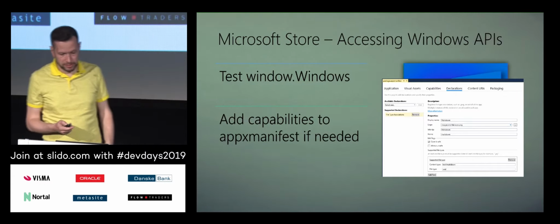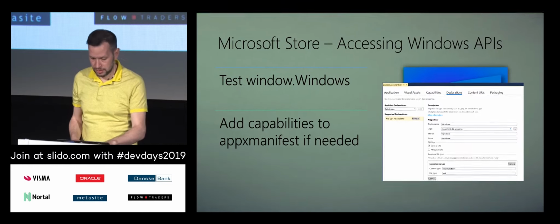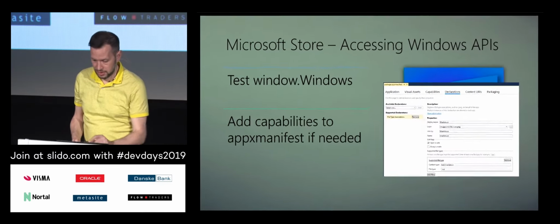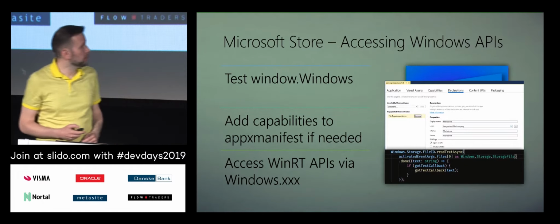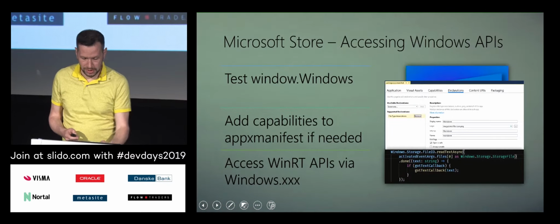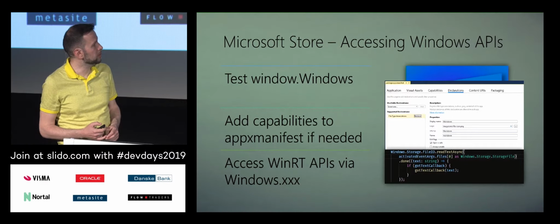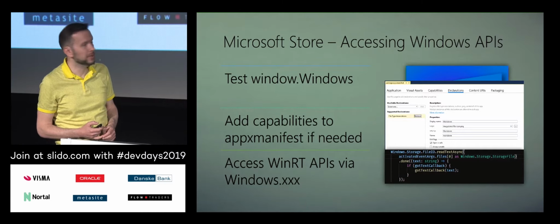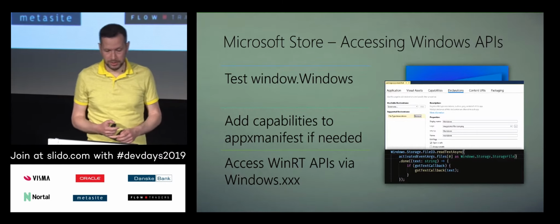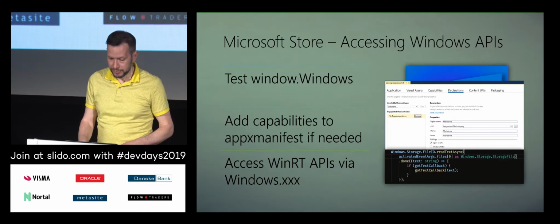And then when you've done that, you can access all the Windows APIs. Like in this case, I'm accessing the Windows Storage File I/O API to read a file on Windows, using the Windows APIs, not the web APIs.